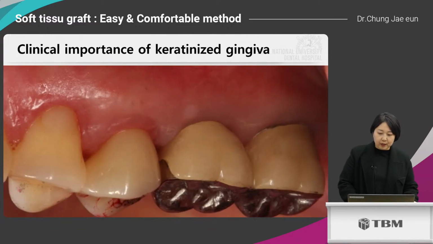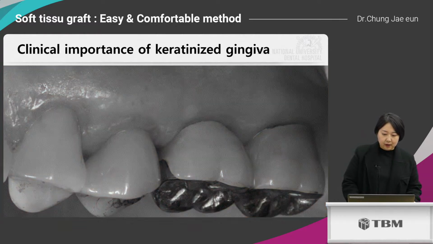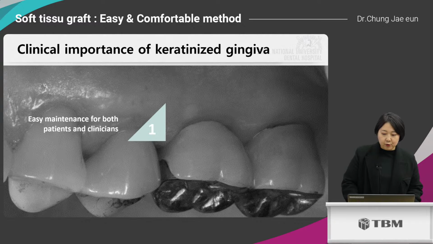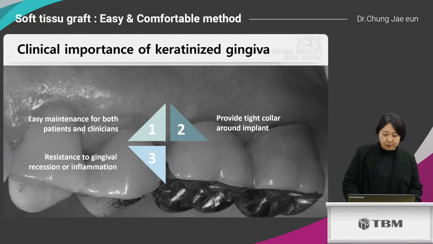Keratinized gingiva around the implant has several clinical advantages. First of all, it is easy to maintain around the implant, and it provides a solid fibrous attachment to the implant and a close collar around the implant. It is more resistant to gingival recession or gingival inflammation. It is much easier and less uncomfortable for patients during prosthetic procedure.